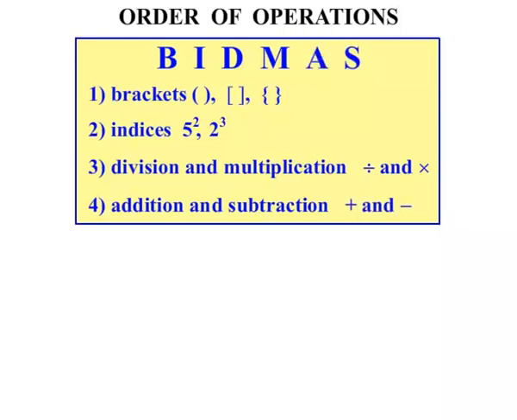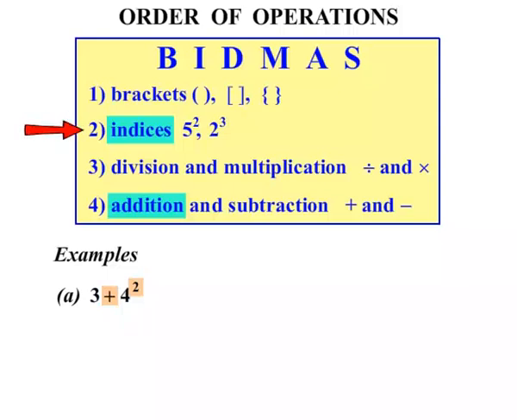Let's look at some examples now. The first one, we've got 3 plus 4 squared. So we've got an addition and an indice. Let's see where they are on the list. There's the addition and there's the indice. So certainly we'll be concentrating on the indice first. So 4 squared is 16. So the question really is now 3 plus 16. And 3 plus 16, of course, is equal to 19.